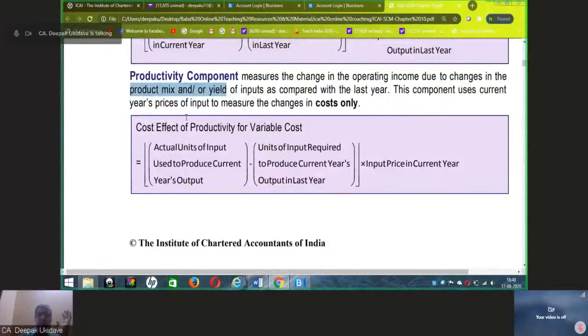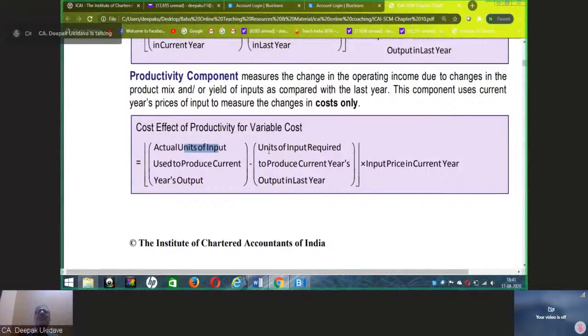And therefore, there is only productivity in terms of cost effect. There is nothing like revenue effect. So please remember, for productivity, there is no revenue effect. It is only cost effect. So cost effect means into bracket we have again standard cost of input. Into bracket we have actual units of input used to produce current year's output. How many units of input are required for actual production minus actual units of input which are required to produce current year's output vis-a-vis last year.